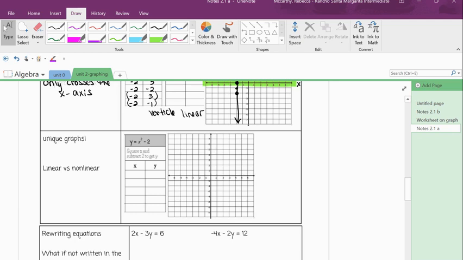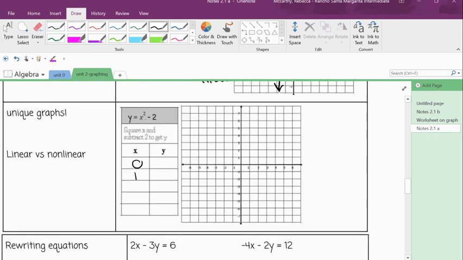Okay, so let's look at this one. This one I have y equals x squared minus 2. So it says take your x number, square it, and then subtract 2 to get your y. So I'm going to pick 0, and then I'm going to pick 1. I'm only going to do a few, and then see where my graph takes me. 0 squared minus 2 is negative 2. So I'm going to plot 0, negative 2. 1 squared is 1 minus 2 is negative 1. So 1, negative 1.